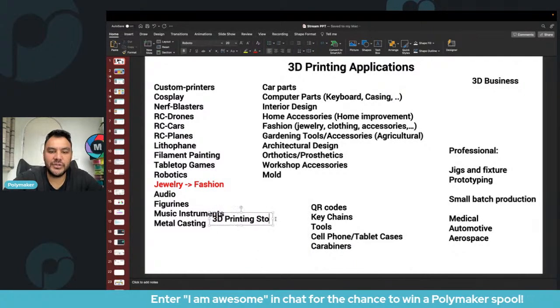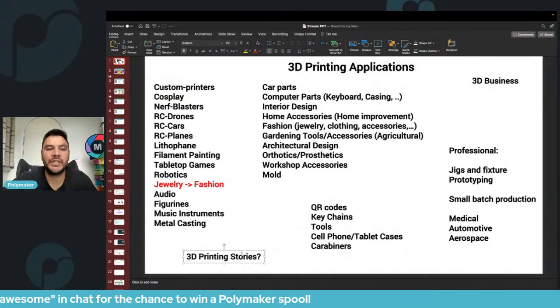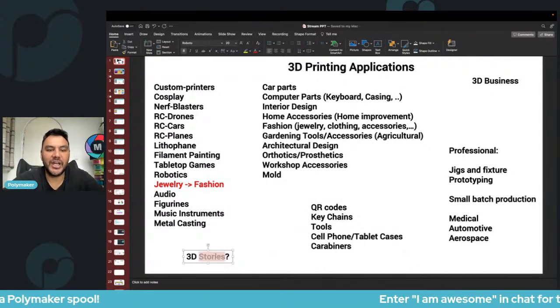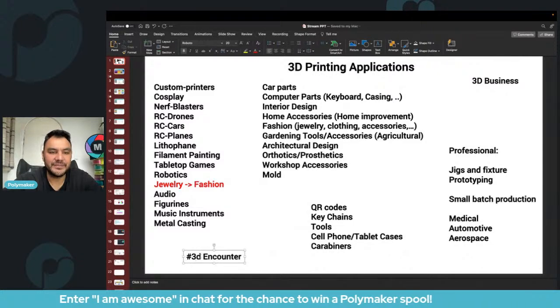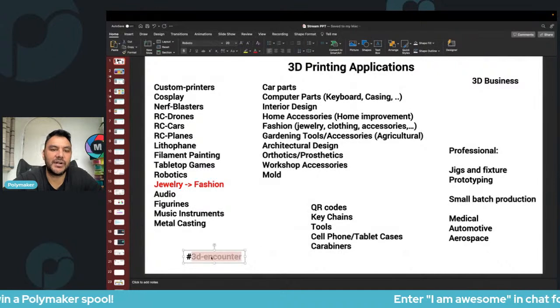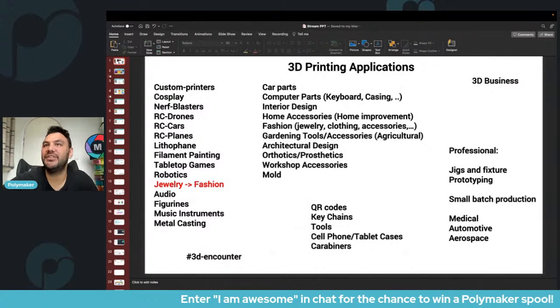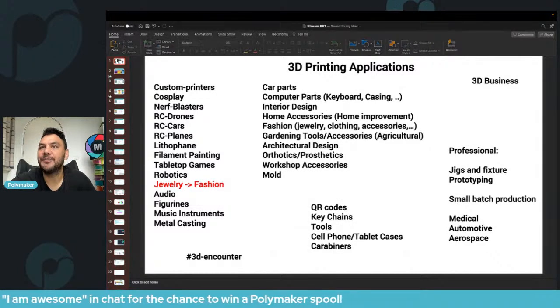3D printing stories. I don't know how to call it yet, but it has to be a channel name, so it has to be small. But 3D encounter. 3D encounter, that would be the name of the channel. 3D encounter stories. 3D encounter, 3D discovery. Something like this. I think that could be cool, no? What do you think? Okay, so let me go back down.